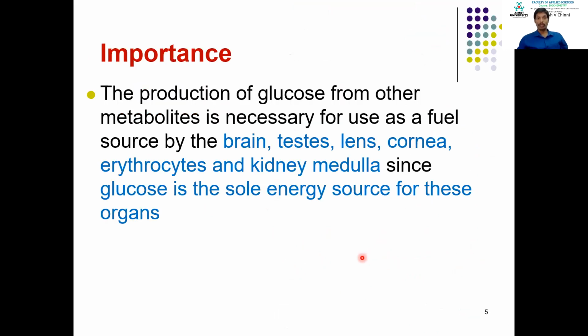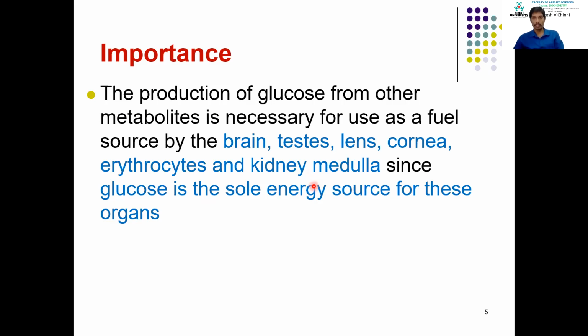What is the importance of this gluconeogenesis? The production of glucose from other metabolites is necessary for the use of a fuel source by brain, testis, lens, cornea, erythrocytes, and kidney medulla, since glucose is the sole energy source for these organs. You will understand other metabolisms like fatty acid or protein metabolism in the next classes, where you also get some energy, and cells will get energy. But the problem is some of the tissues, like mentioned here, solely depend on glucose as an energy source. The remaining cells are fine.